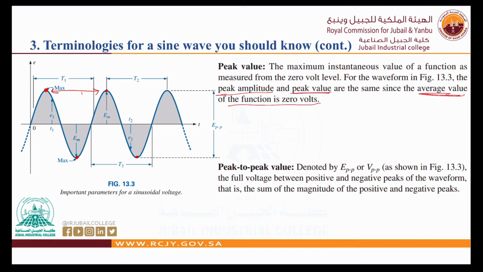Okay, let us read here what the peak to peak value is. It is denoted by EPP or VPP, as shown in the figure, the full voltage between positive and negative peaks of the waveform. That is the sum of the magnitude of the positive and negative peaks. Okay, as I told you, it is from here to here or from here to here, guys.